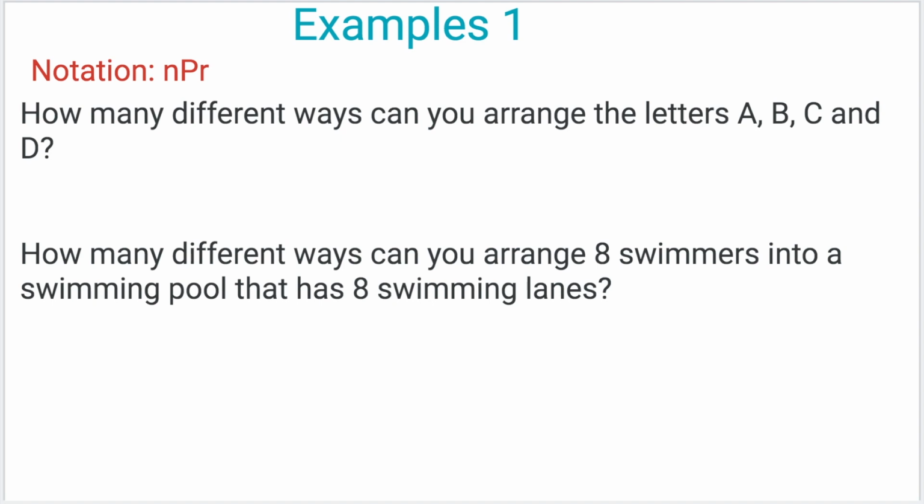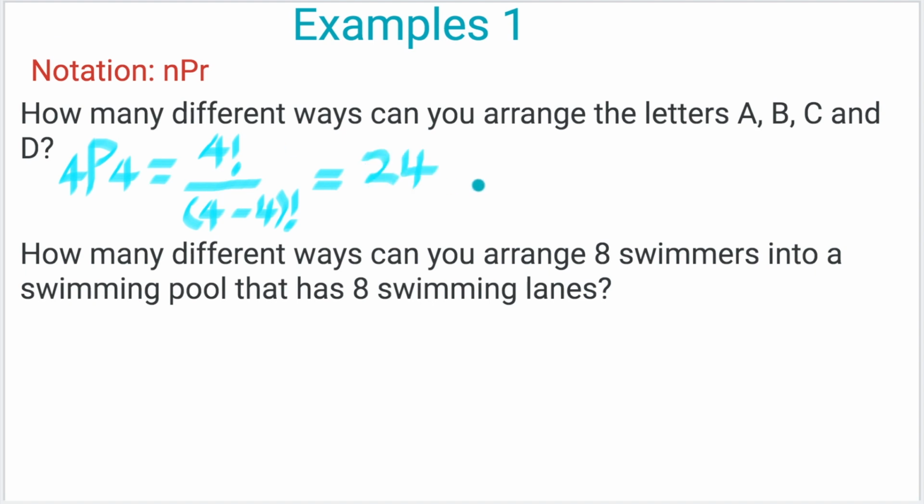With 4 letters, the notation is going to be 4P4, 4 permutes 4, which is equal to 4 factorial divided by (4 minus 4) factorial. Like I mentioned earlier, 4 factorial is just 4 times 3 times 2 times 1, and in the denominator 4 minus 4 is 0 factorial. In mathematics, 0 factorial is 1. So the numerator gives you 24. There are 24 different ways that you can arrange these 4 letters.